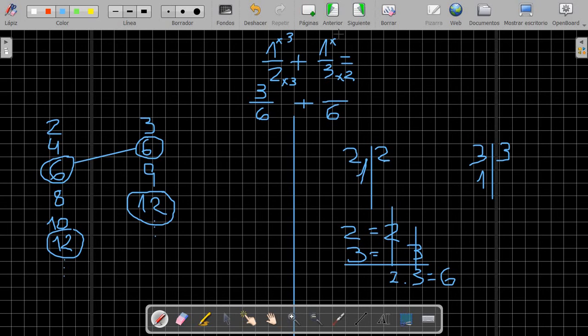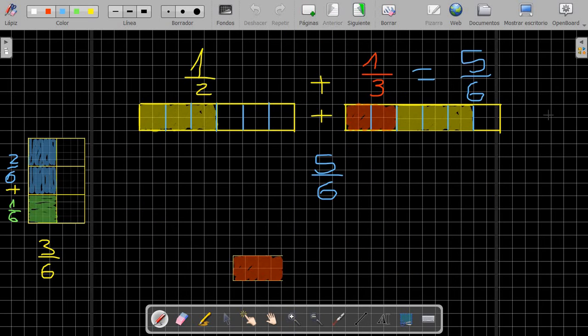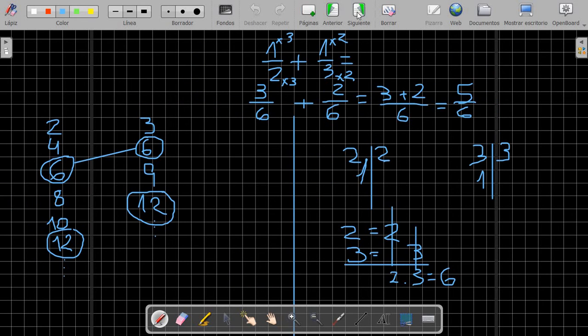And I will do the same right here. 1 times 2 equals 2. And now that I have the same denominator, I can add 3 and 2, the numerators. 3 plus 2 over 6, which is equal to 5/6, the number that I got previously in this part. So that's how we can add fractions with different denominators.